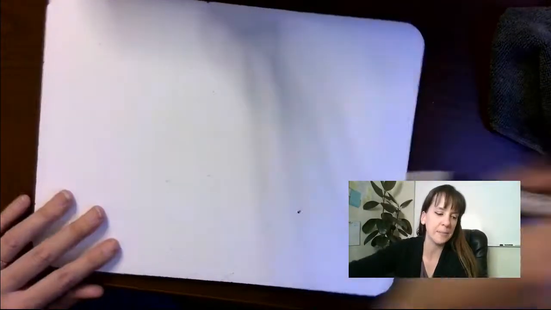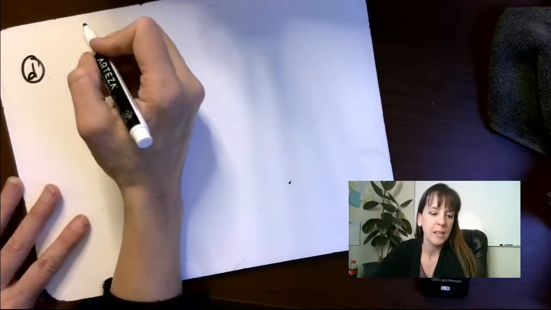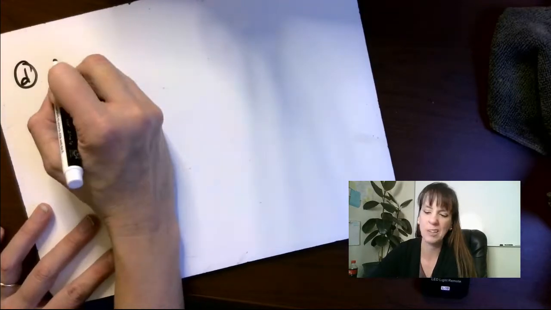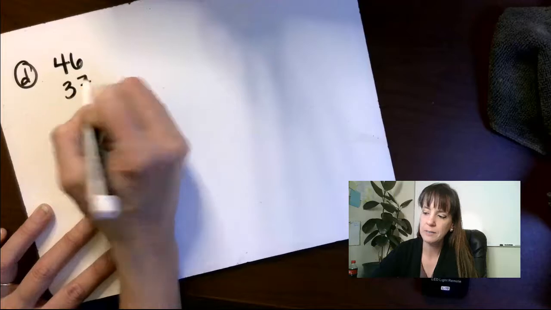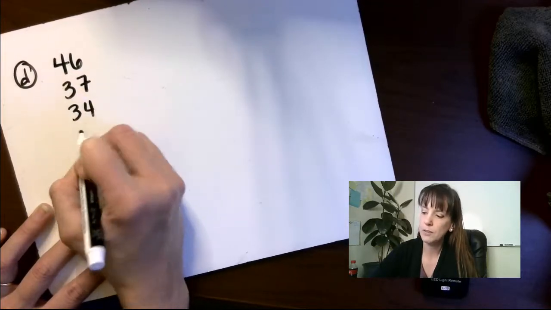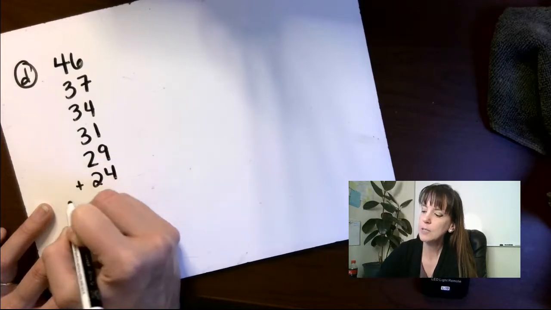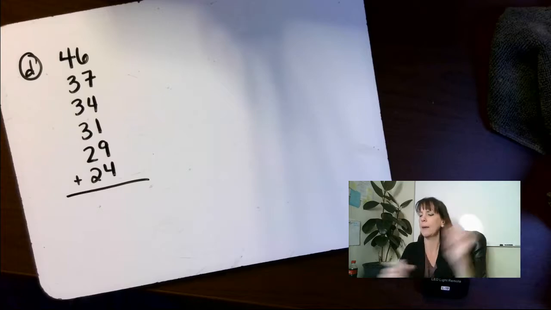All right, let's look at D. What is the mean? And the mean is just another word for average, right? You're going to find there's other types of averages, but we don't talk about those till next year, I don't think, maybe later on. So the mean of 46, 37, 34, 31, 29, and 24. Notice I'm writing all of these down. Guys, you should be writing these down. Don't be complaining about that.